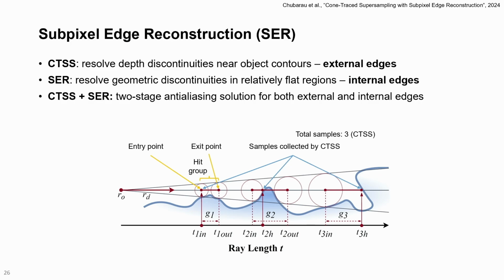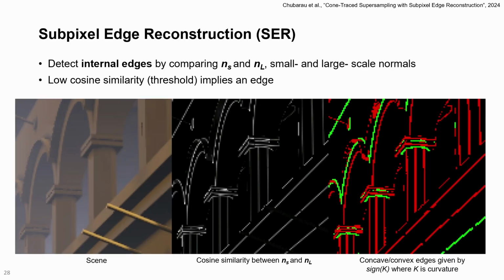And so we introduced an additional stage called subpixel edge reconstruction, and this brings anti-aliasing to internal edges on top of what the previous implementation with CTSS did. So SER, or subpixel edge reconstruction, detects internal edges and then also resolves them by evaluating a potentially additional sample at the points where CTSS basically terminates. So first we need to identify internal edges.